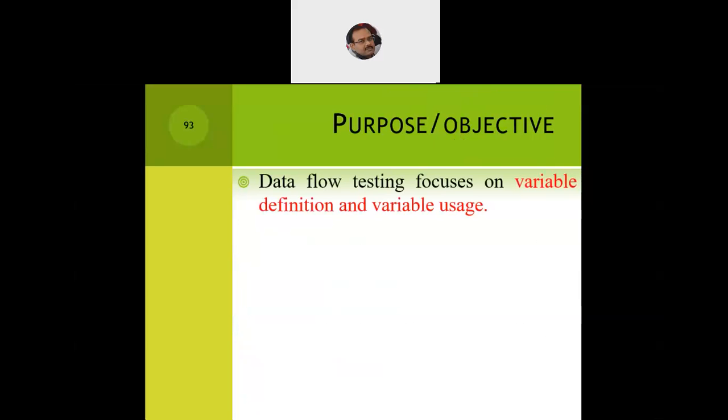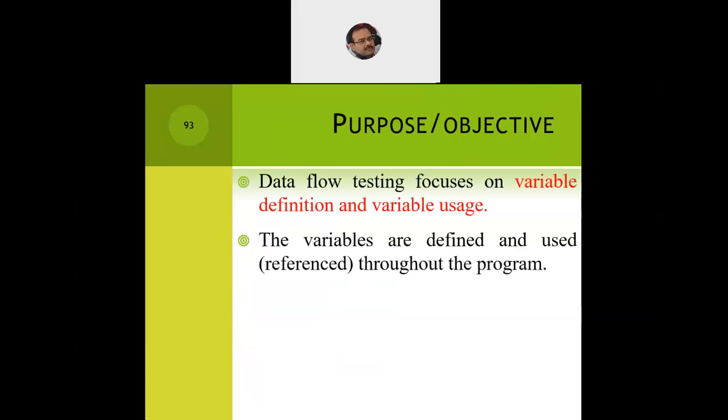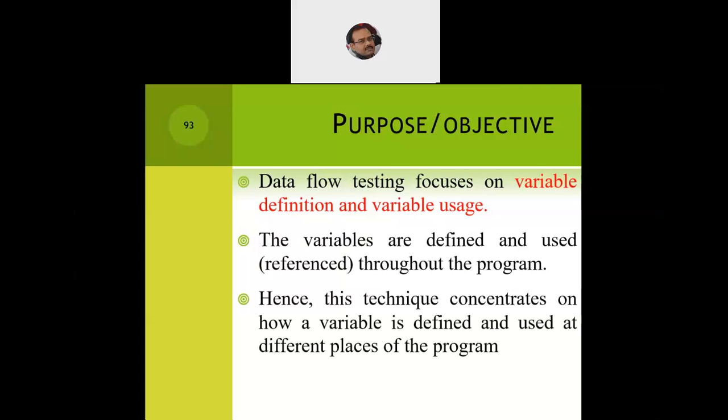Now the primary purpose of designing and developing such a technique is to focus on the concept of variable definition and variable usage within a program. That is the sole purpose of the design and development of this testing technique. The variables are defined and used throughout the program. Hence, we can say this technique concentrates on how the variable is defined and used at different lines of code within a program. That is the main objective of understanding this testing technique and how to implement it.